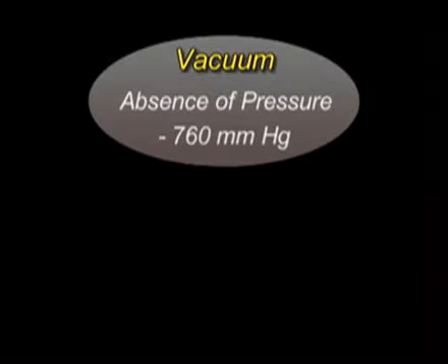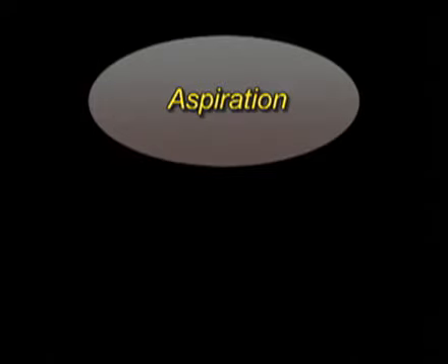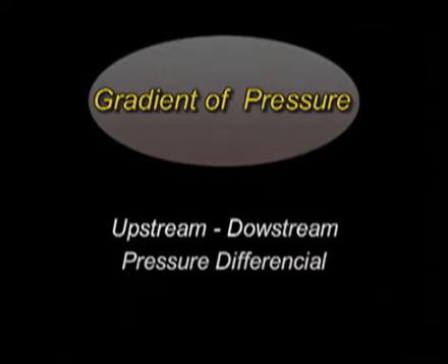We can avoid talking about a vacuum, which is the absence of atmospheric pressure, minus 760 millimeters of mercury at Paris or New York. It seems more logical to deal with depression, a pressure inferior to the atmospheric pressure. To avoid any confusion, we will not use the term aspiration, but aspiration flow, which is a measurable physical property. The gradient of pressure is the difference between the upstream and downstream pressures. These pressures are always calculated using the atmospheric pressure as a point of reference.